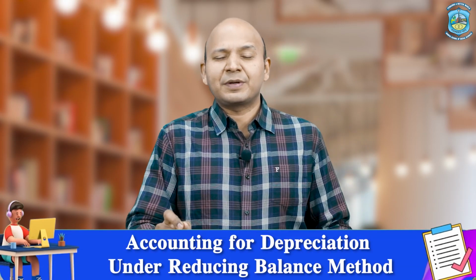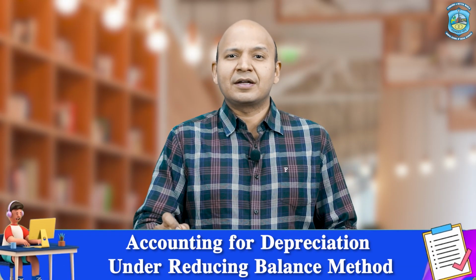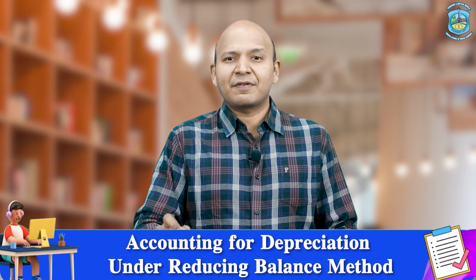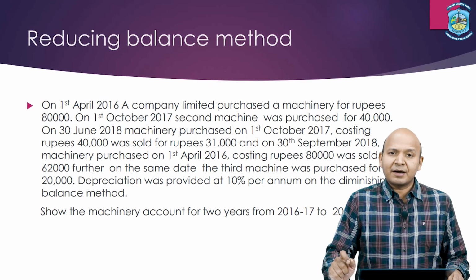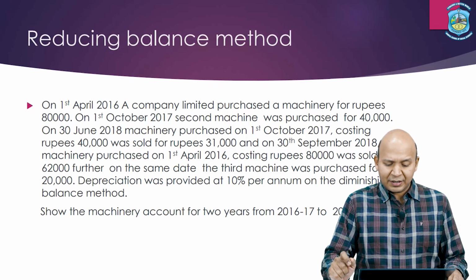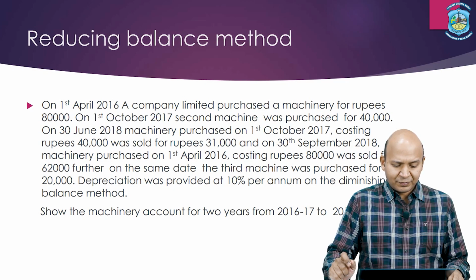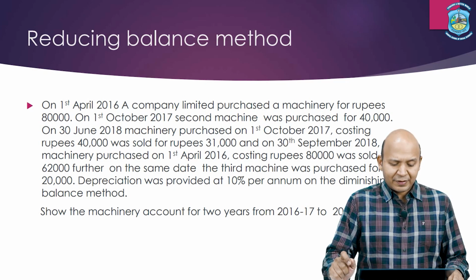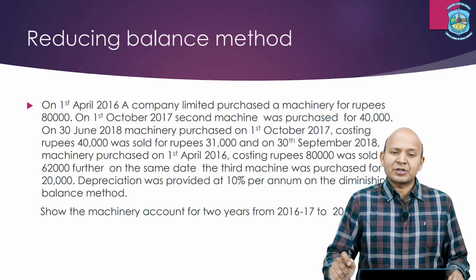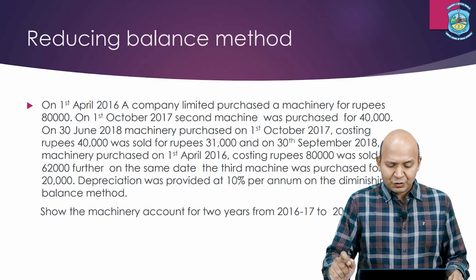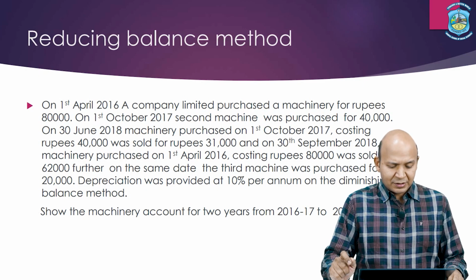Dear students, I will be explaining the calculation of depreciation under the reducing balance method. We have an unsolved question here. On 1st April 2016, A Company Limited purchased a machinery for Rs 80,000. On 1st October 2017, a second machine was purchased for Rs 40,000. On 30th June 2018, the machinery which was purchased on 1st October 2017 costing Rs 40,000 was sold for Rs 31,000.